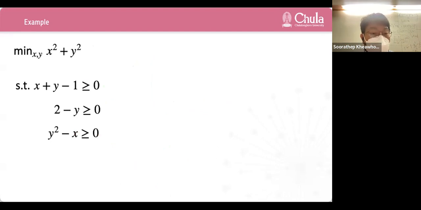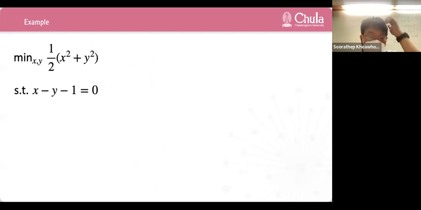What about this one? Minimize x squared. This one is not. Sorry, I skip this one first. Move to this one. Minimize half of x squared plus y squared. Can you write down the Lagrange function? What is the Lagrange function?